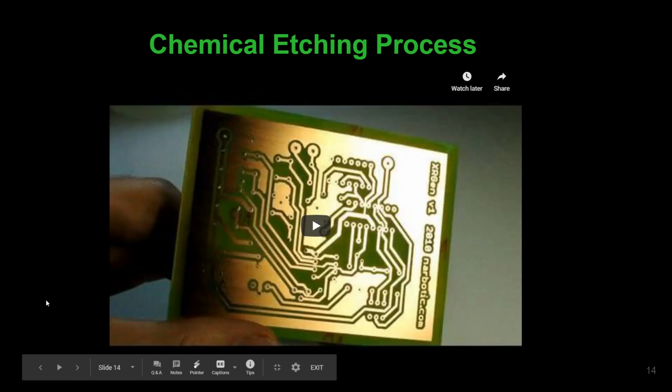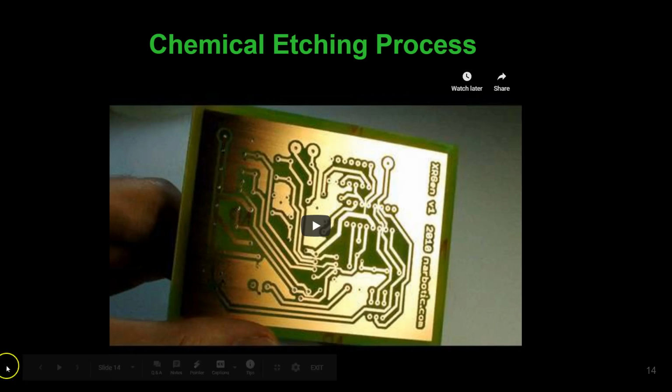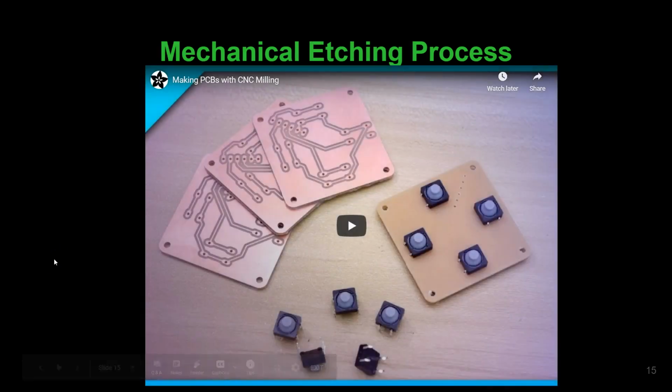So this was the video about the chemical etching process, and how nicely this guy has shown each step involved in making the PCB using chemical etching. Now we'll go to the next slide, and in this slide you will learn about mechanical etching, and in this video it will show how the PCBs are milled using the CNC machine. So I'm going to play this video.